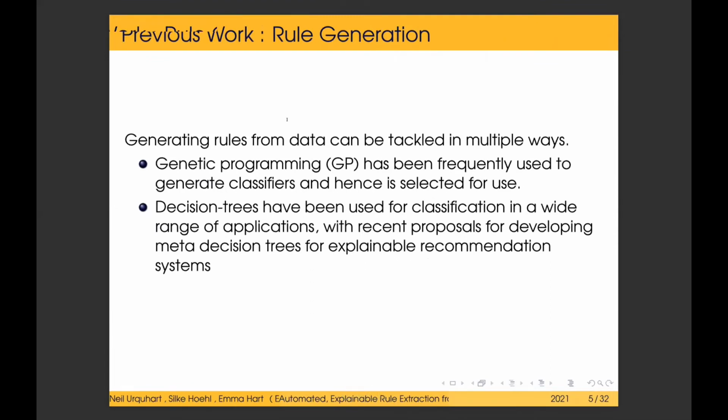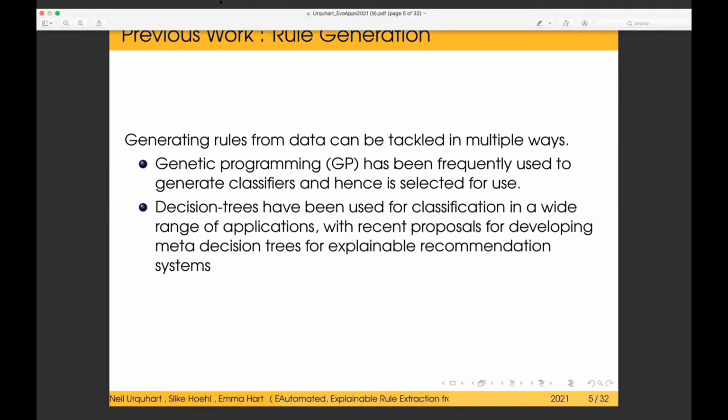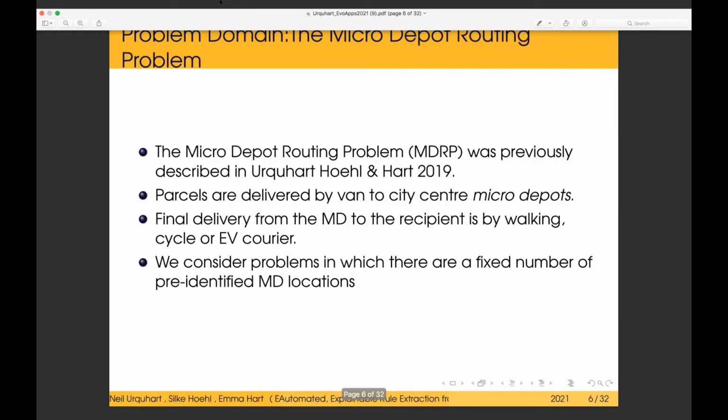Okay, so how did we attempt to generate rules from the archive? We used two methods. We used GP and decision trees. And the problem we were looking at is a microdepot routing problem. We've published about this previously, but very quickly, it's an urban logistics problem that involves finding ways of delivering goods using a mixture of conventional vans to drop goods off at micro depots, and then using walking, cycle, or electric van couriers for the final delivery.